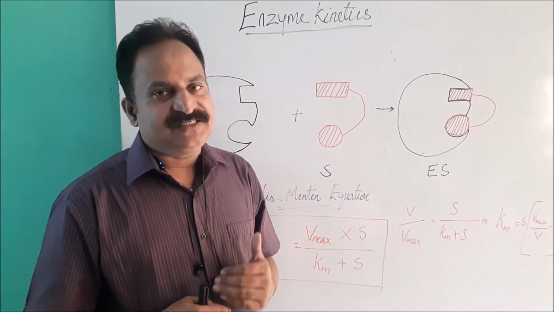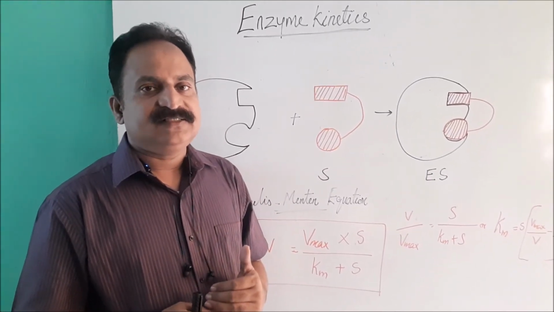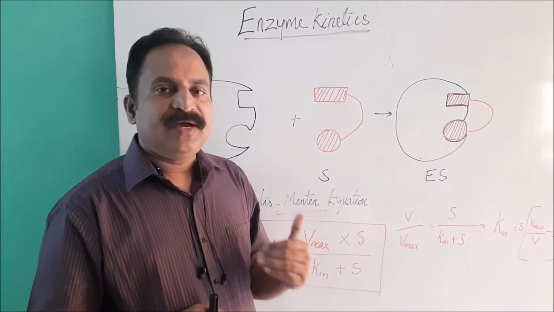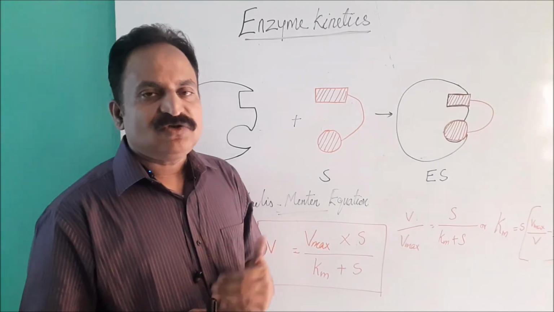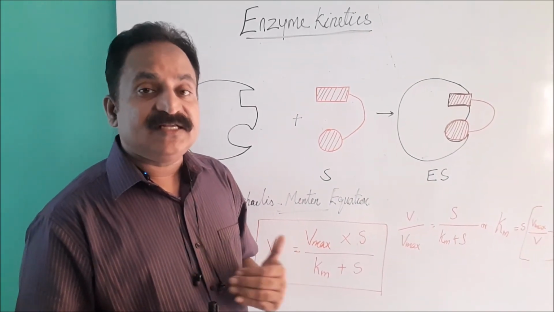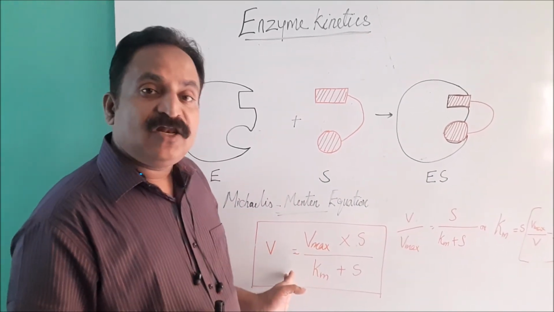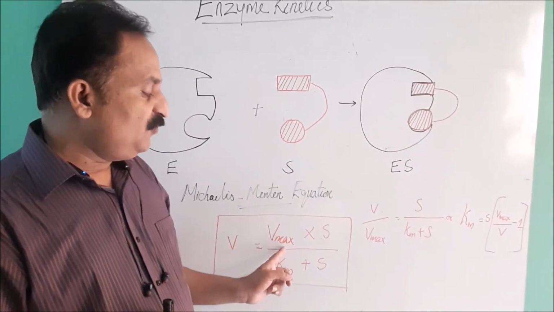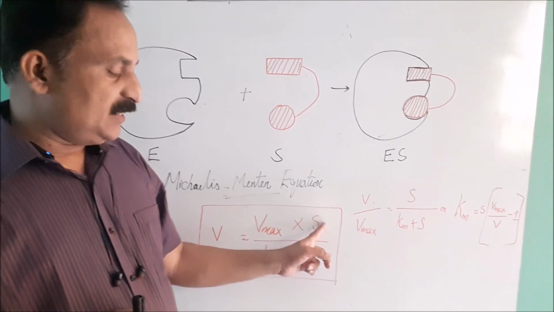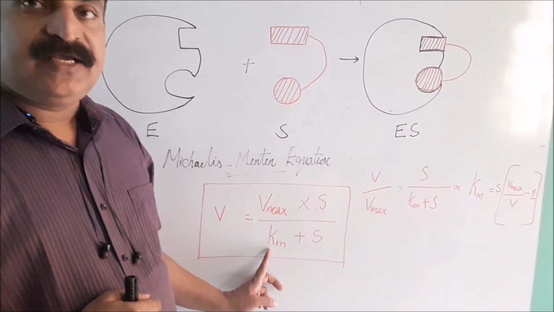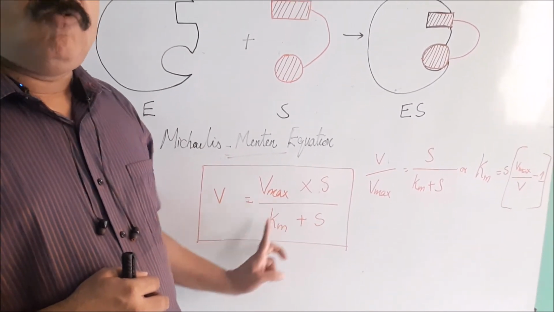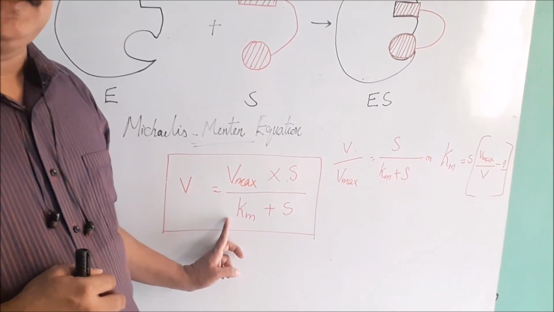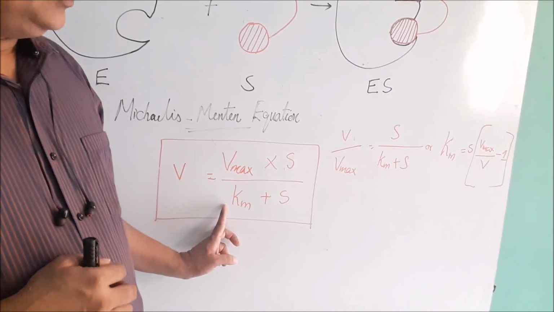Then the rate of enzymatic reaction was studied by Michaelis and Menten. That is called the Michaelis-Menten equation. So what is the Michaelis-Menten equation? The velocity, or the rate, of an enzymatic reaction is equal to Vmax times the substrate concentration divided by Km plus S. What is Km? Km is the Michaelis-Menten constant.